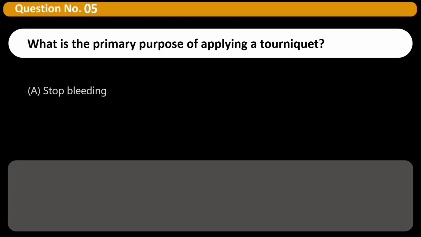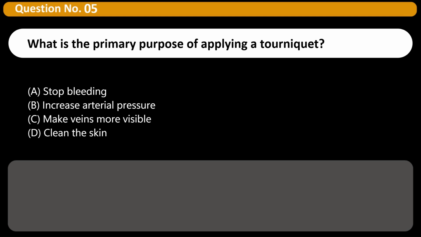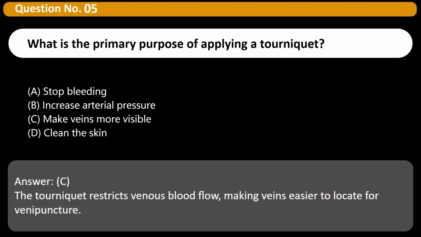What is the primary purpose of applying a tourniquet? A. Stop bleeding. B. Increase arterial pressure. C. Make veins more visible. D. Clean the skin. Answer: C. The tourniquet restricts venous blood flow, making veins easier to locate for venipuncture.